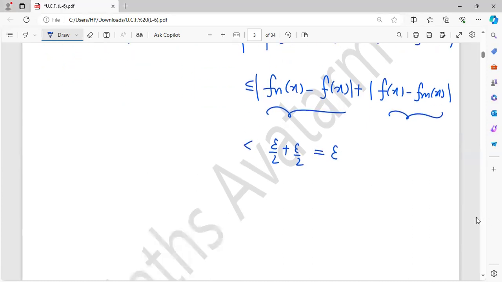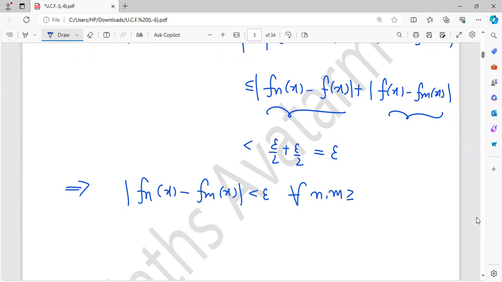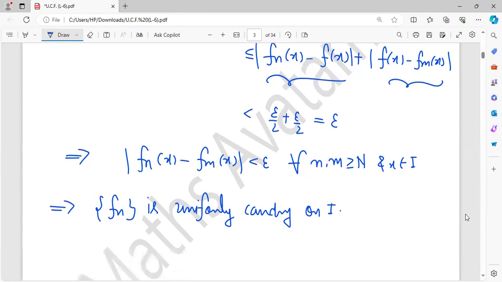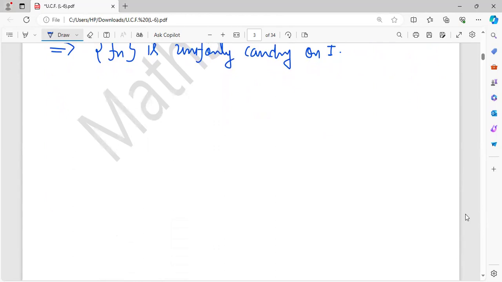So we got |fn(x) minus fm(x)| less than epsilon for all n and m greater than or equal to capital N, x belongs to I. This implies fn is uniformly Cauchy on I. So one direction is proved.